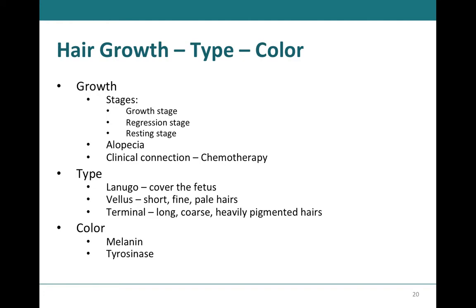Now, types of hair. We have lanugo hair, which will cover the fetus. So that's just a fetal, fine, non-pigmented hair. And then after birth, we have the vellus hair that will be short, fine, pale hairs. So these vellus hairs will be present, like we said, immediately after birth, but then they also will stick around sometimes on the face, can be covering a lot of the surface of other places.